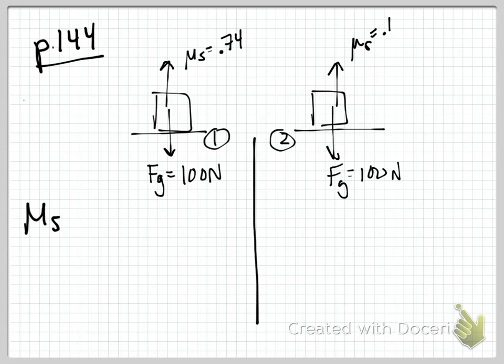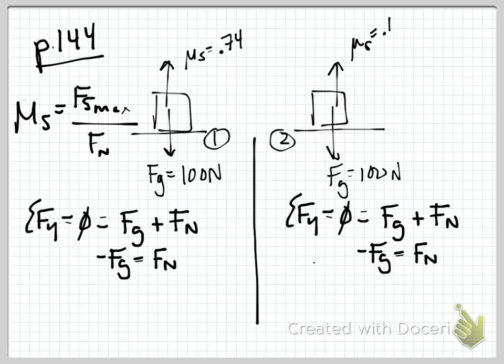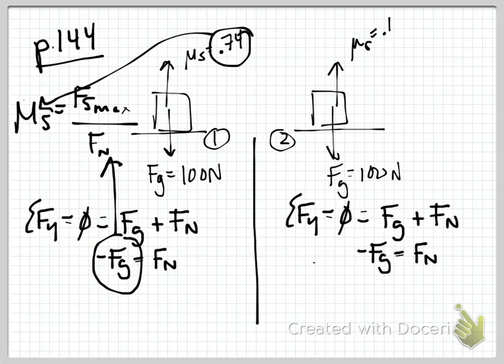What we know is that the coefficient of static friction is equal to the force of static friction max divided by normal force. And that's true in either case. So here, for each of them, are they rising up into the air or sinking through the surface? No. So the sum of forces on the y is 0. What does that mean about the normal force? Equal and opposite to gravity, right. So the negative of Fg is equal to Fn. That's true in both cases. That gets us something that we can put in here, and this value was a given. So let's plug that in.